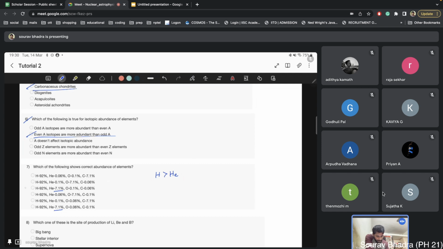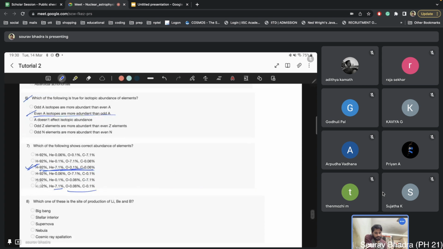Only this and this may be right. Now coming to oxygen, it is 0.1%, and then carbon. I think this is the correct answer, but yes, this must be the correct answer: hydrogen greater than helium, greater than oxygen, greater than carbon, which is valid here. Here it is carbon greater than oxygen, which is not right. So this is not right. Okay, so this is the answer.